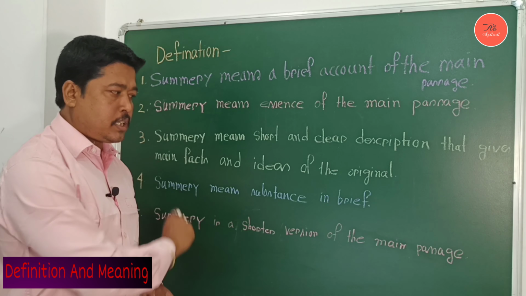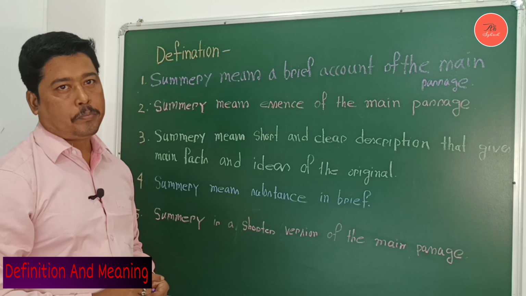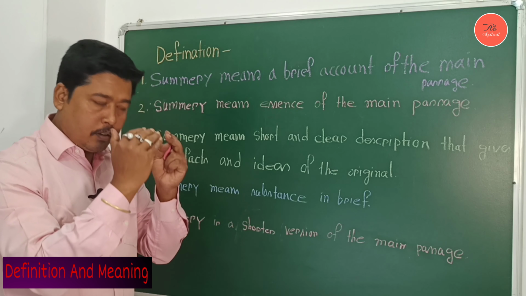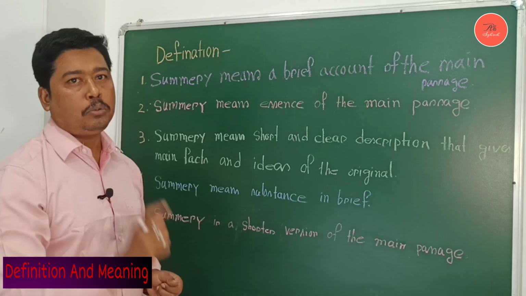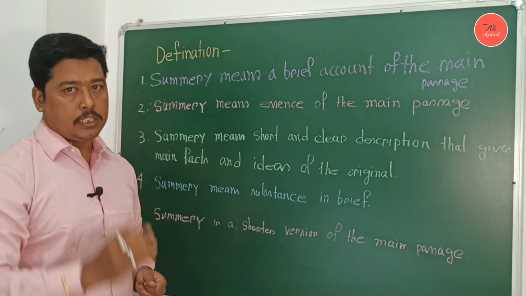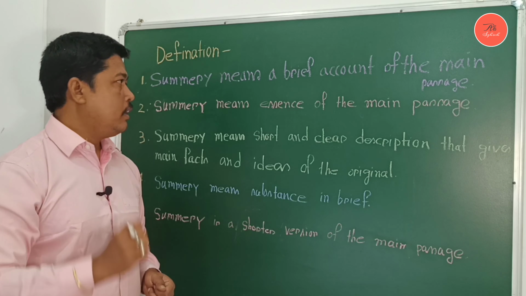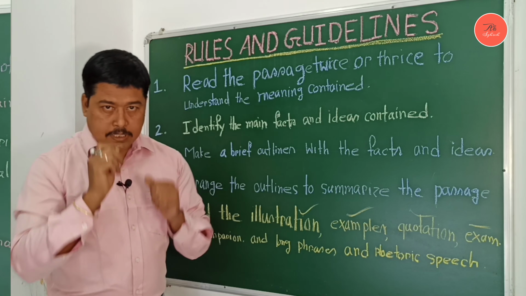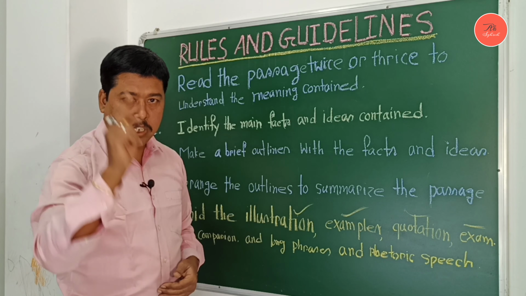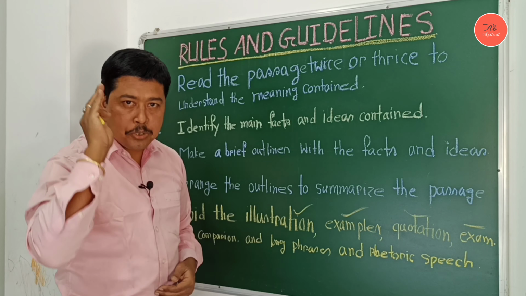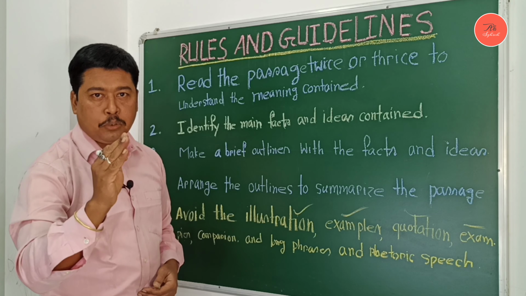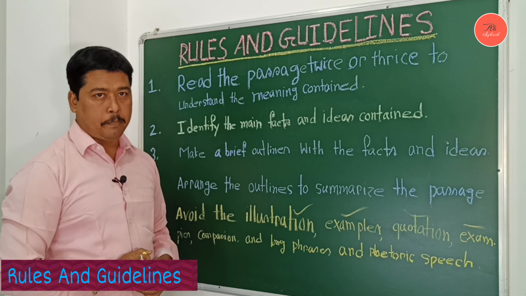Summary is a shorter version of the original passage. The passage remains the same, only the length gets shorter with main facts and ideas. This is the definition of summary. In this section, you will learn the rules and guidelines of how to write a good and a perfect and a scoring summary. This is the essential section because this is the nucleus of writing a summary.